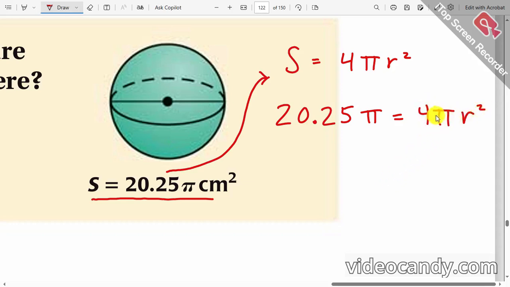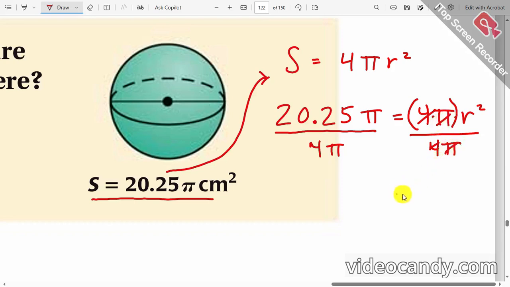Now these terms are all multiplied by each other. We want to isolate r, so let's isolate r squared first. Since r squared is times 4 pi, the opposite of times 4 pi is divided by 4 pi. You want to do that to both sides of the equal sign. Over here, 4 divided by 4 cancels, and pi divided by pi cancels. Bring down the equal sign, and you're left with r squared. On this side, same thing: pi over pi cancels. I'll do 20.25 divided by 4.